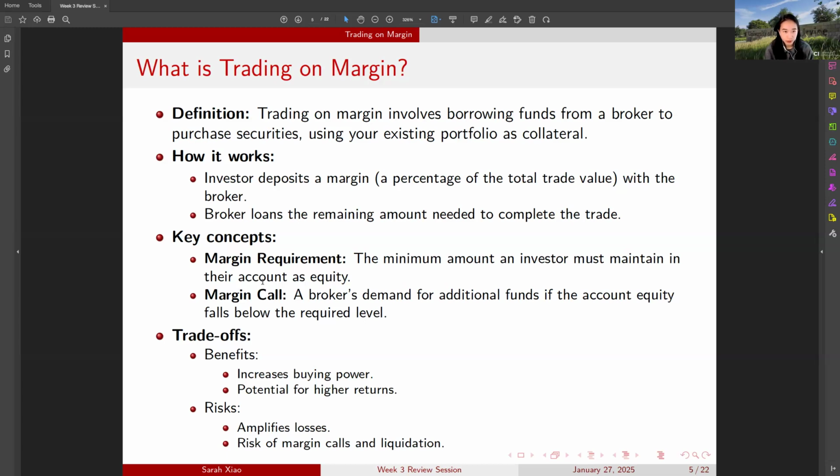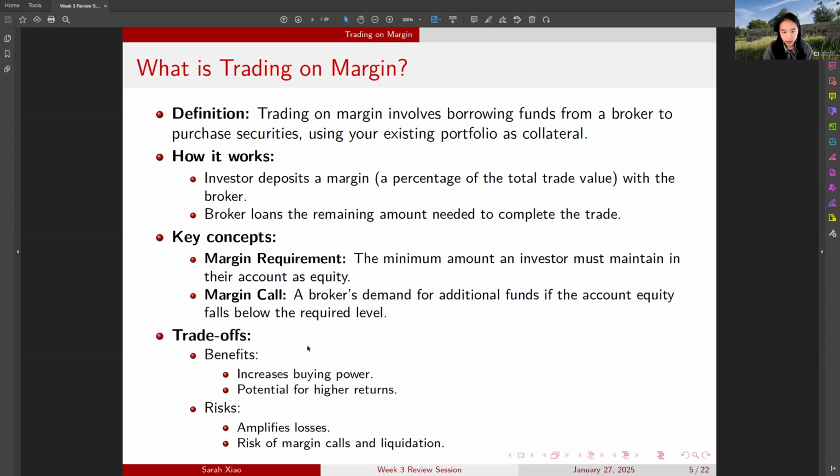Two important concepts are involved in trading on margin. The first one is the margin requirement, which is the minimum amount an investor must maintain in their account as equity. And a margin call is a broker's demand for additional funds if the account equity falls below the required level, which means if the equity amount falls below it, the broker will initiate a margin call to require additional equity from the investor.